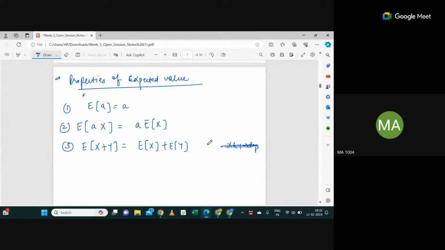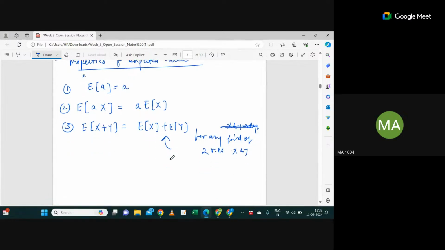So for any two random variables x and y, this will be true. Okay. The fourth property is, suppose I'm saying, okay, you people will tell me what is the expected value of ax plus b. It is expectation of ax plus b. So basically, first of all, I can write this as expectation of ax plus expectation of b, right?